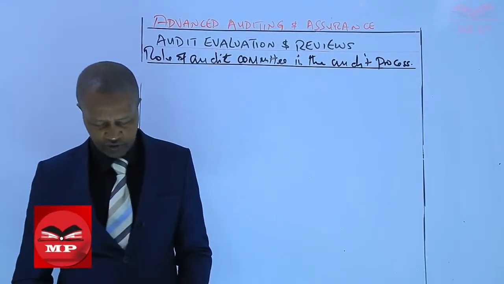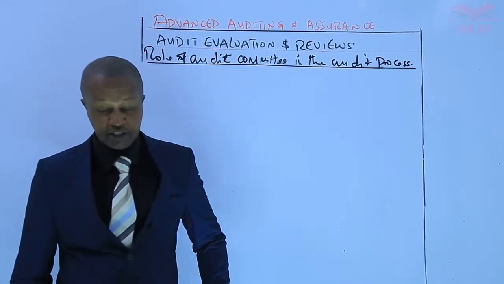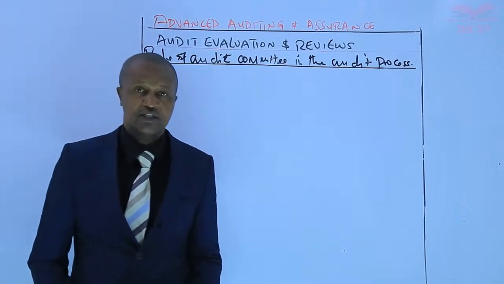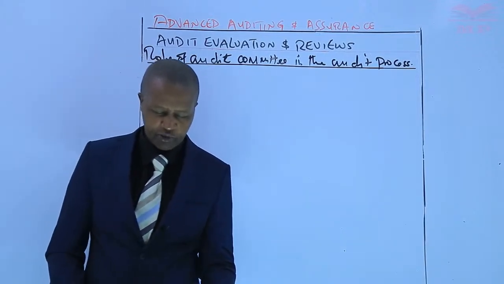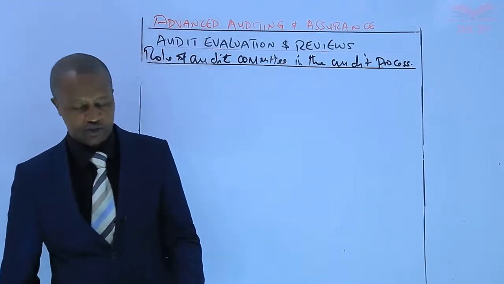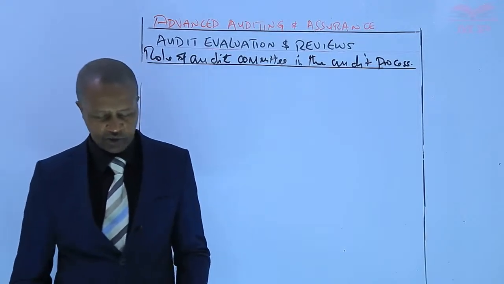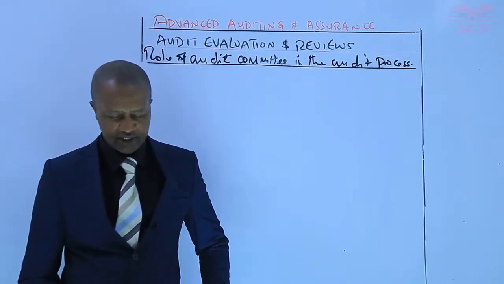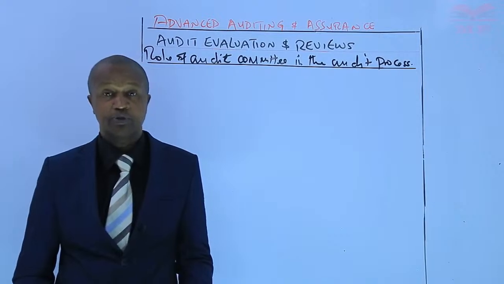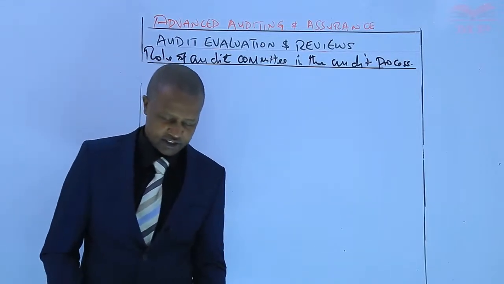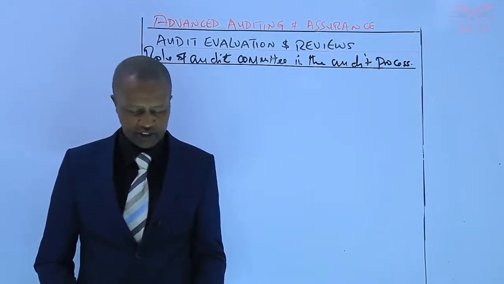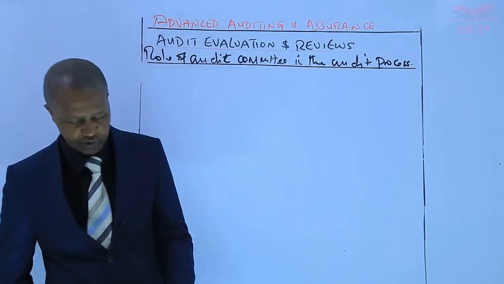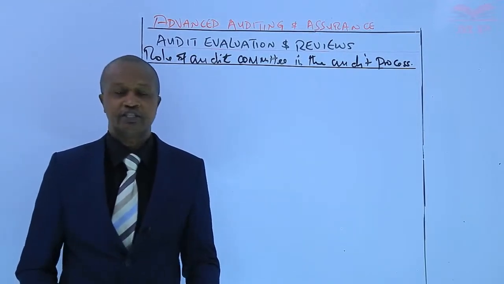Study the role of audit committee in the audit process. This is the last lesson under the topic audit evaluation and reviews. We've so far covered audit assertions and how to identify relevant assertions during the audit process. We covered the subsequent events. We looked at the going concern assumption as a financial statement risk.